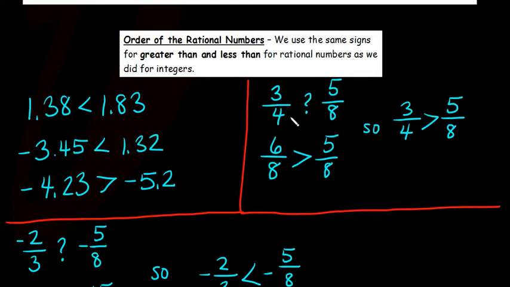When we compare fractions, hopefully you remember that you need to find a common denominator before you compare them. So when I compared 3/4 with 5/8, I found the common denominator of 8. I multiplied 4 by 2, so I need to multiply 3 by 2, so I got 6/8 is greater than 5/8. So in essence, 3/4 is greater than 5/8 because this is an equivalent fraction.